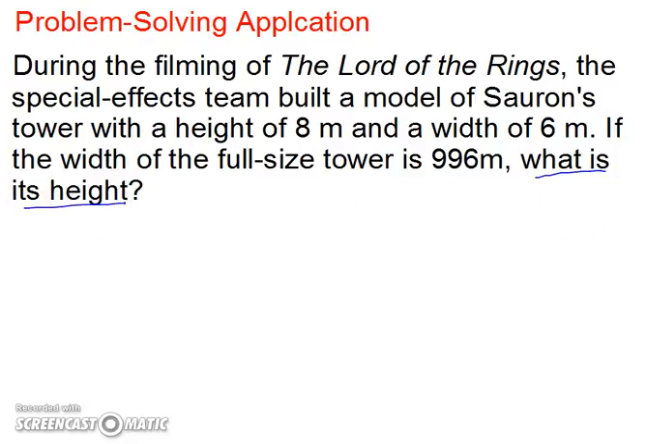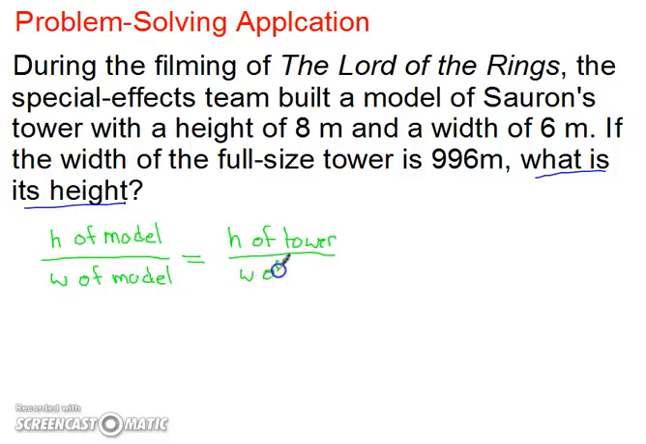We can set up a proportion. So you can think of it as the height of the model over the width of the model equals the height of the actual tower over the width of the actual tower. And then we can just substitute in for what we know. So the height of the model is 8, the width of the model is 6, and that's going to equal what we're trying to find, the height, so that's our unknown, over our 996.